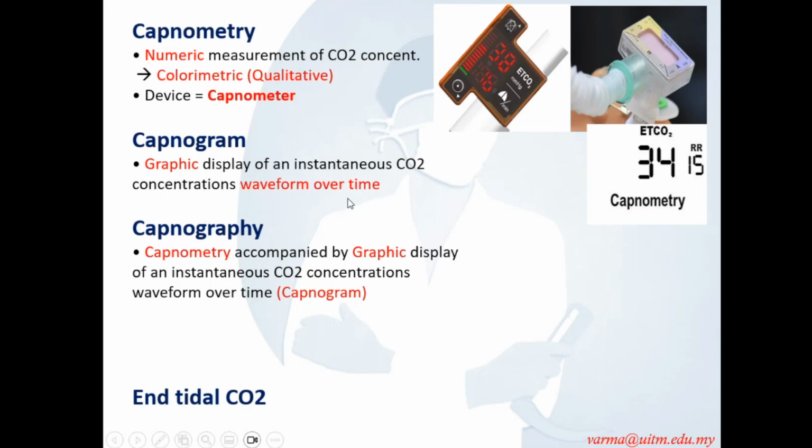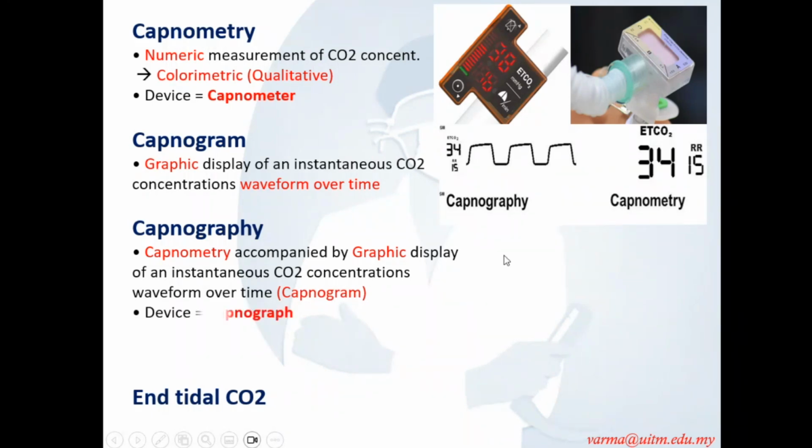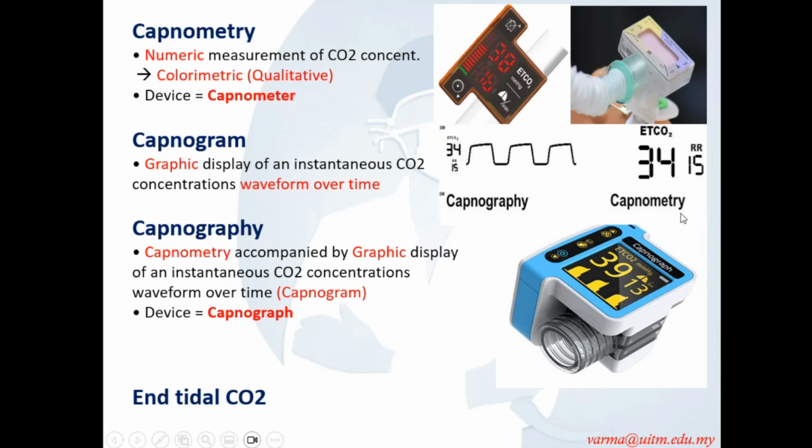When it's combined with the numerical measurement, capnogram combined with capnometry, you will get capnography, where you have a waveform representation plus the numerical value of the concentration. Capnometry accompanied by graphic display, which is capnogram, or waveform over time. So this is capnography. And the device we use is the capnograph. This is what is used in our GA machine, the mainstream analyzer or sidestream analyzer. All these are capnographs.